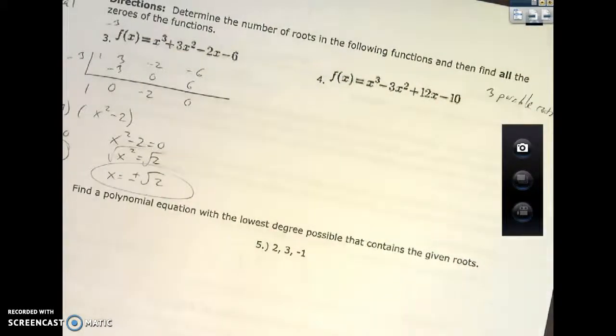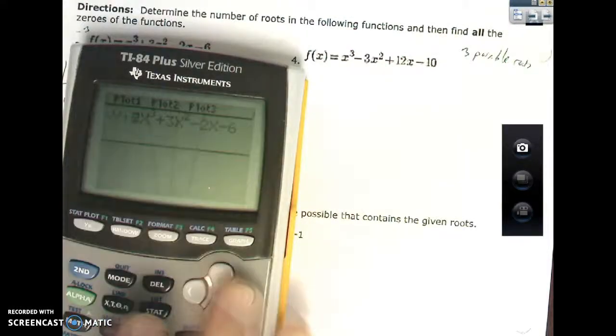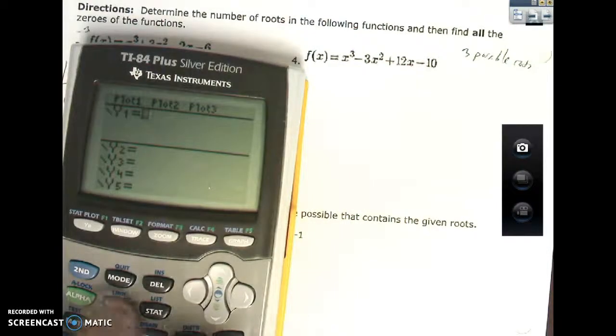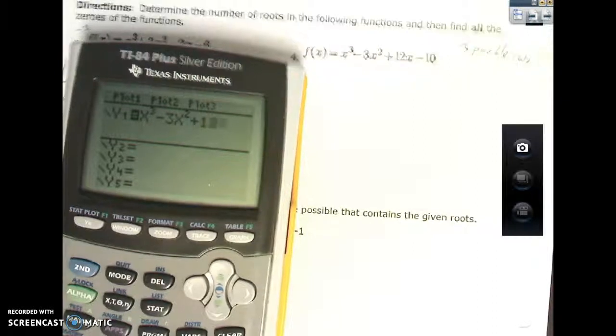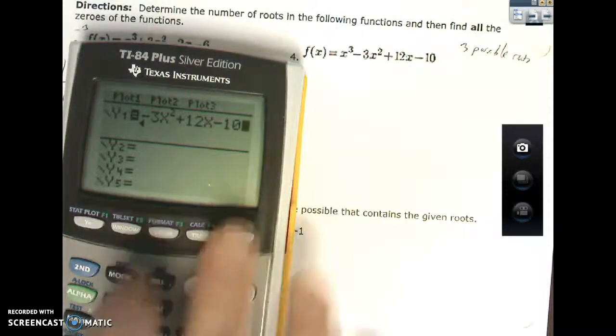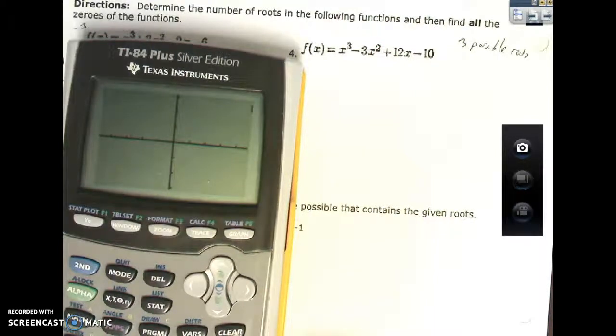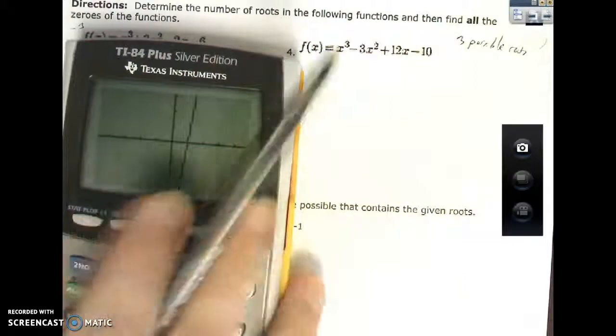Let's take a look here. I'm going to my calculator. I'm going to type in y equals x to the third minus 3x squared plus 12x minus 10. And if I hit graph, see where it hits. We are hitting at positive 1, so I know 1 will be a good one to use.